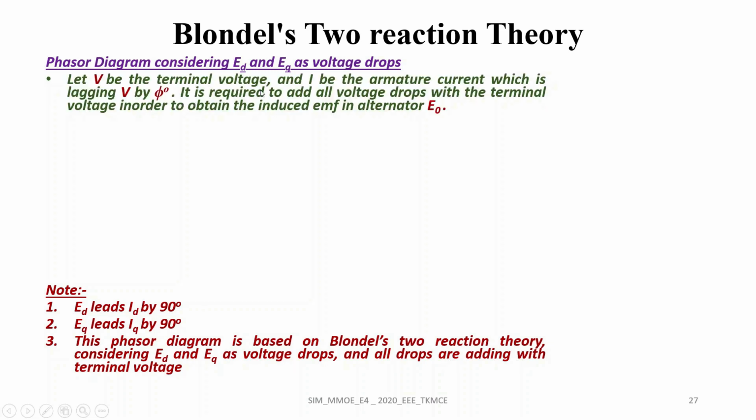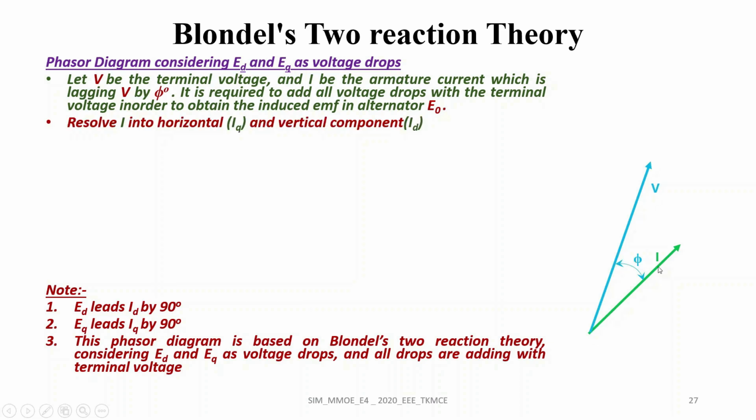Let V be the terminal voltage and armature current I is lagging voltage by the power factor angle phi. It is required to add all voltage drops with the terminal voltage in order to obtain the induced EMF in alternator. Armature current I is lagging voltage by the power factor angle phi. First of all, let's resolve armature current into two components.